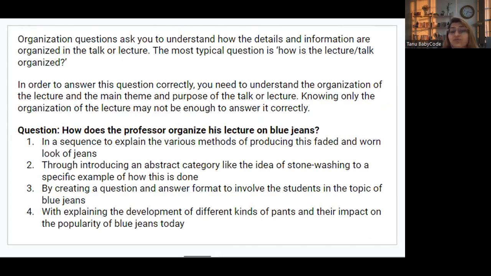Organization questions ask you to understand how the details and information are organized in a talk or in a lecture. The most typical question is, how is the lecture or how is the talk organized? Now, if you want to answer this question correctly, you need to understand the organization of the lecture and the main theme and the main purpose of the talk or lecture. Knowing only the organization of the lecture may not be enough, right? You have to understand the organization of the lecture, the main theme and the purpose of the talk.